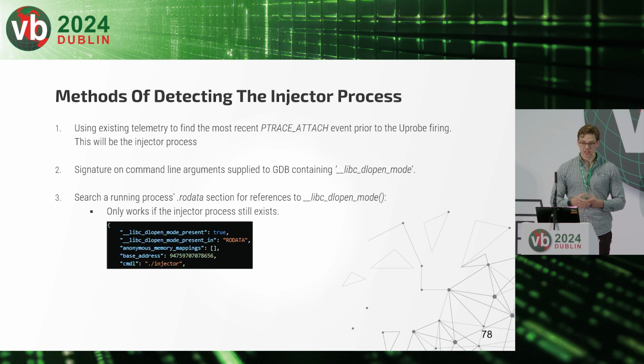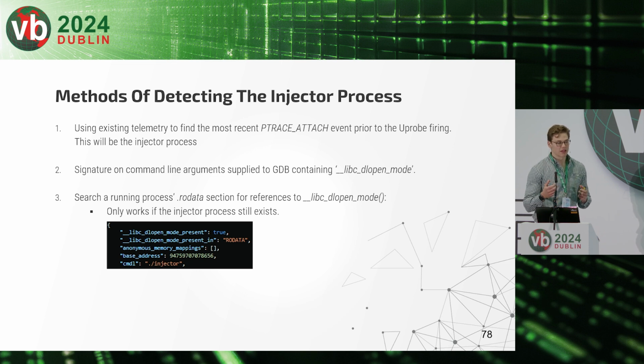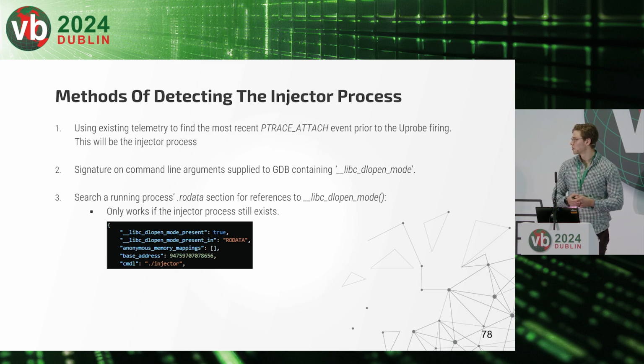So that was for detecting the victim. If we wanted to detect the injector, we could take that uprobe event and work back to look at the most recent process that attached to it using ptrace. We could also perhaps use the GDB one-liner as a command line argument if they have used that method. And we could scan for processes that have __libc_dlopen_mode in the read-only data section.